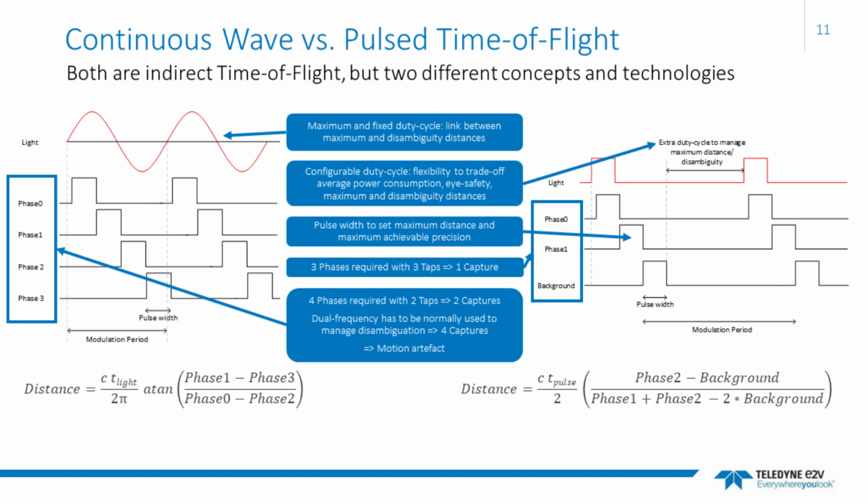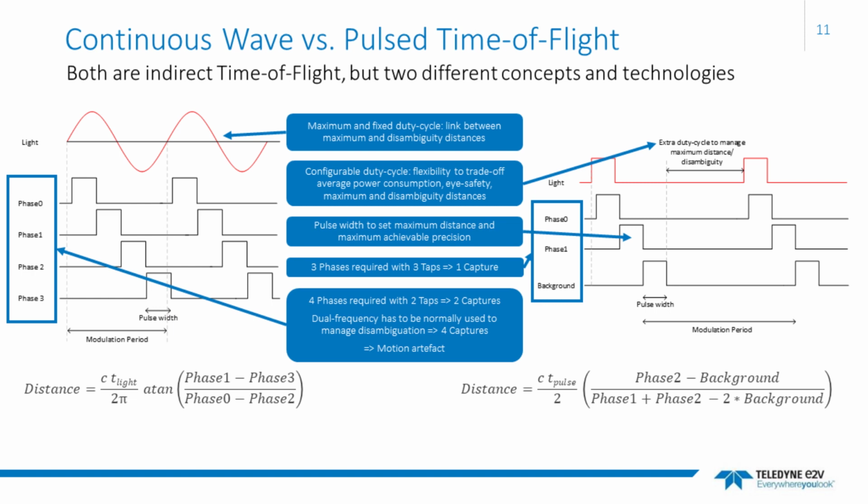Here you have the drawing of how continuous wave and pulse time of flight are working, and an example of the algorithm which is most used in both cases. The first disadvantage of the continuous wave is that its operation is more sensitive to the multi-system configuration we were talking about just before. Secondly, in continuous wave, the duty cycle is fixed and maximum, causing a direct link between maximum distance and disambiguity distance.